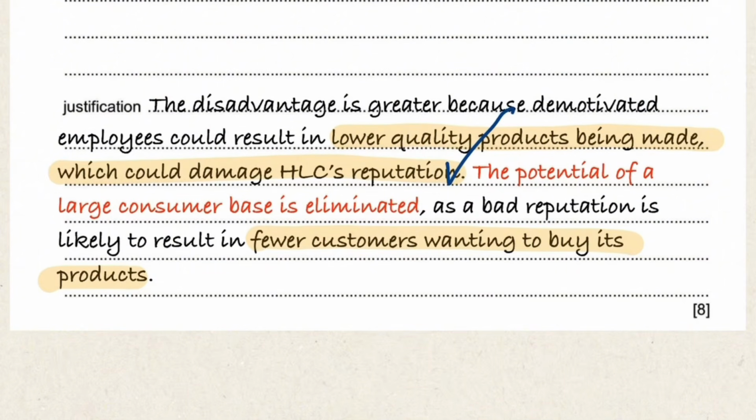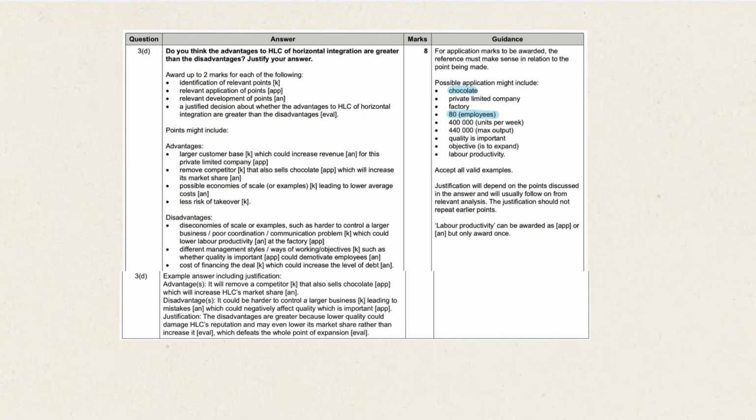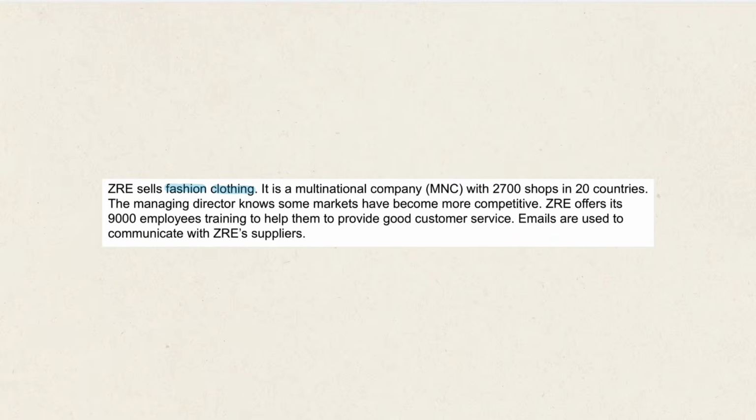And now we need to justify why demotivated employees is a greater disadvantage than the advantage of larger consumer base. So the answer says the potential of a large consumer base is eliminated as a bad reputation is likely to result in fewer consumers wanting to buy products. And this is the mark scheme. Here, again, I've used chocolate and 80 employees. This is a case study for the next question. I have used fashion and clothing for the application.